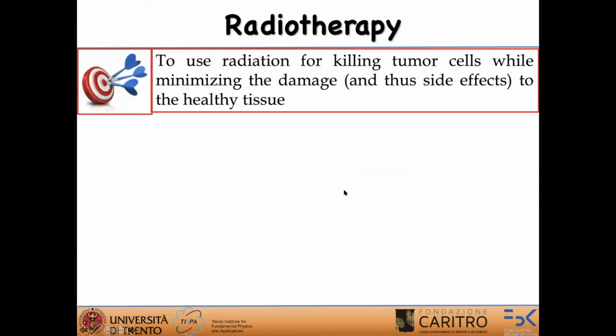Okay, what is particle therapy? In general, what is radiotherapy? Radiotherapy is the use of radiation for killing tumor cells, and at the same time minimizing the damage to the healthy tissue, so as to avoid or minimize possible side effects.